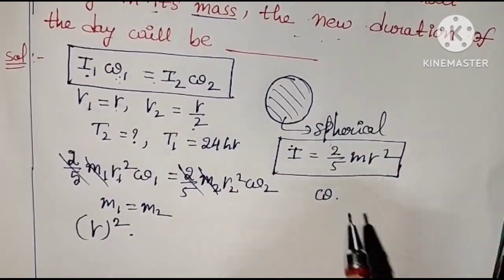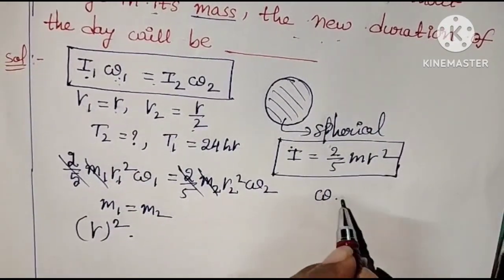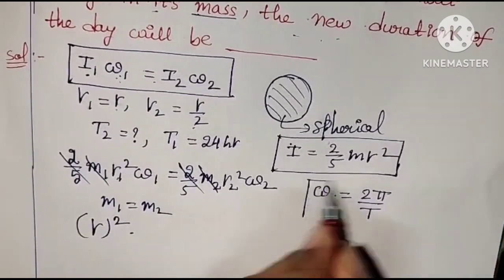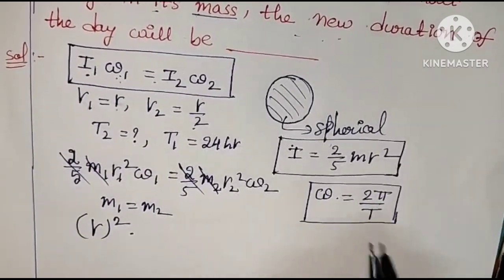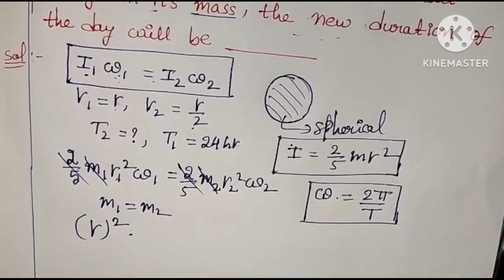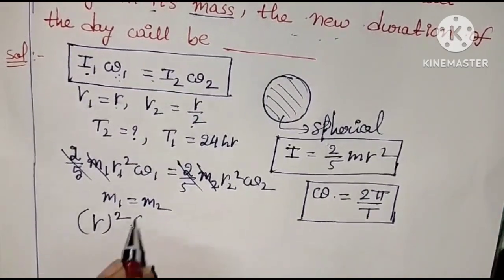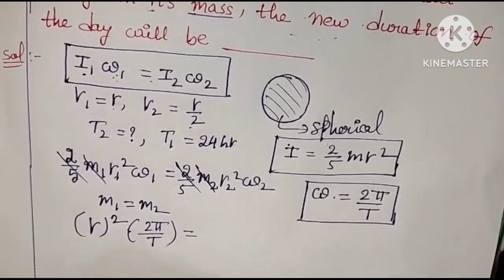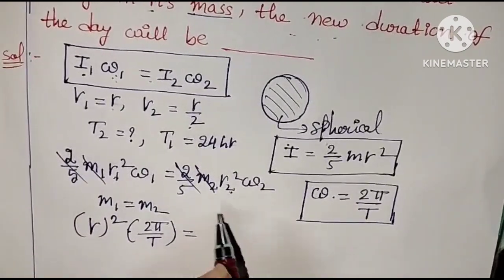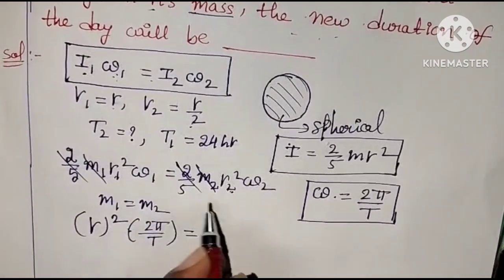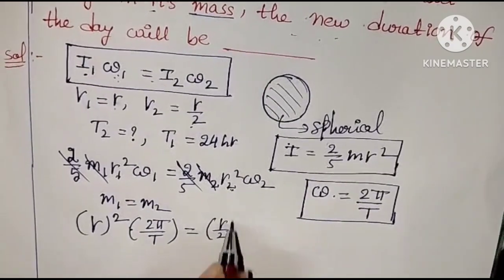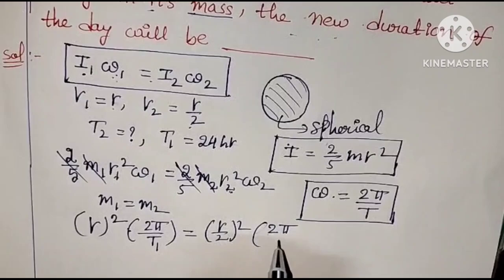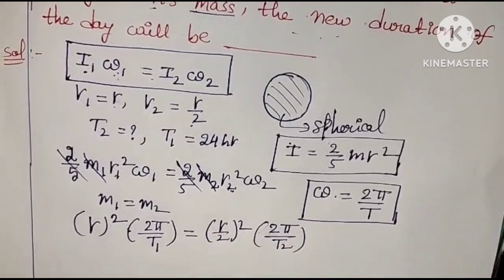Here omega means angular velocity. What is the relation between angular velocity and time period? Omega is equal to 2 pi by T. Let us apply this formula here. Now r square, omega 1 means 2 pi by T1, is equal to r2, the final radius, which is r by 2, so r by 2 whole square into omega 2, which is 2 pi by T2.